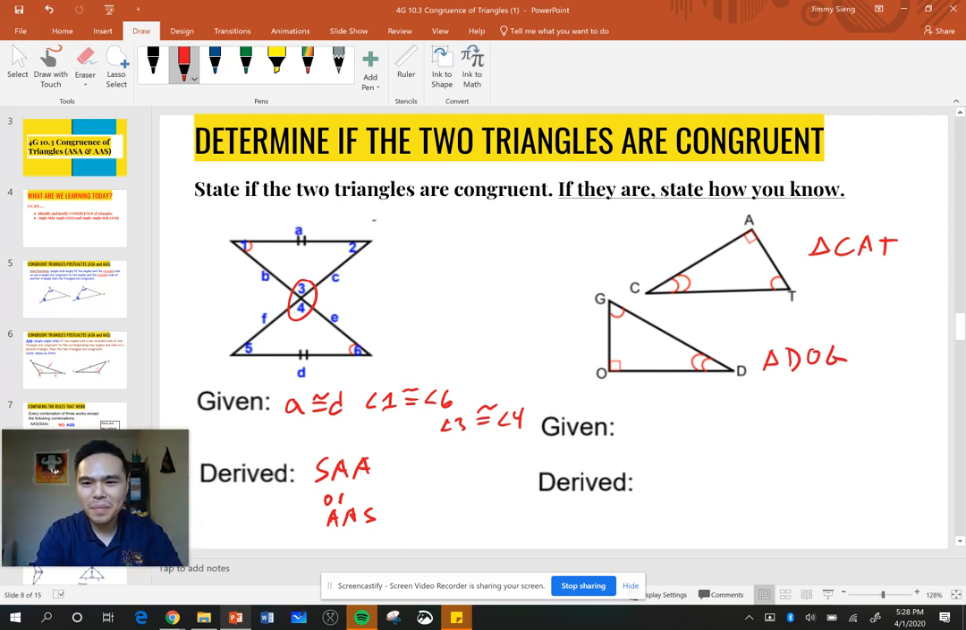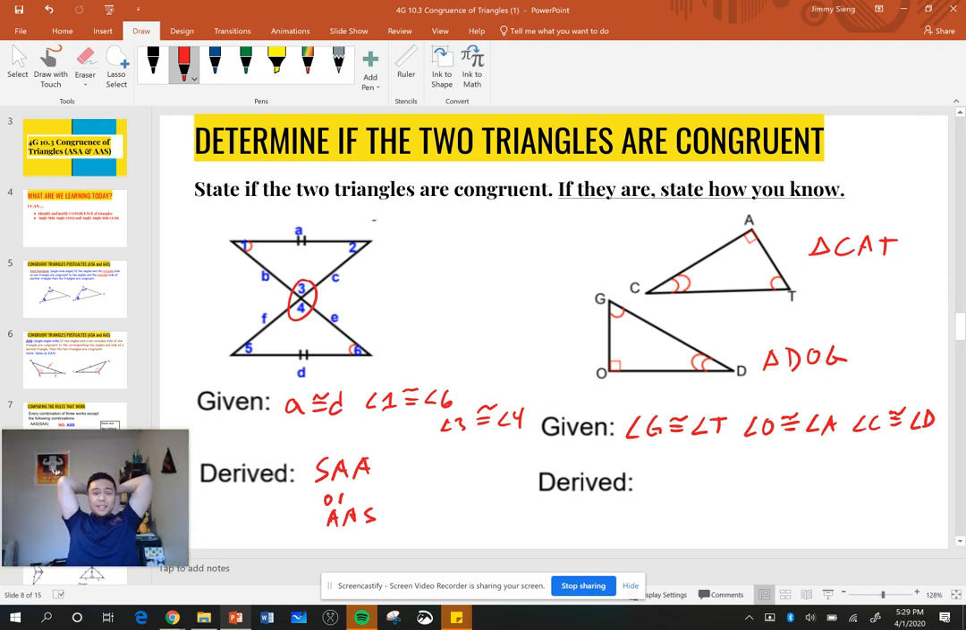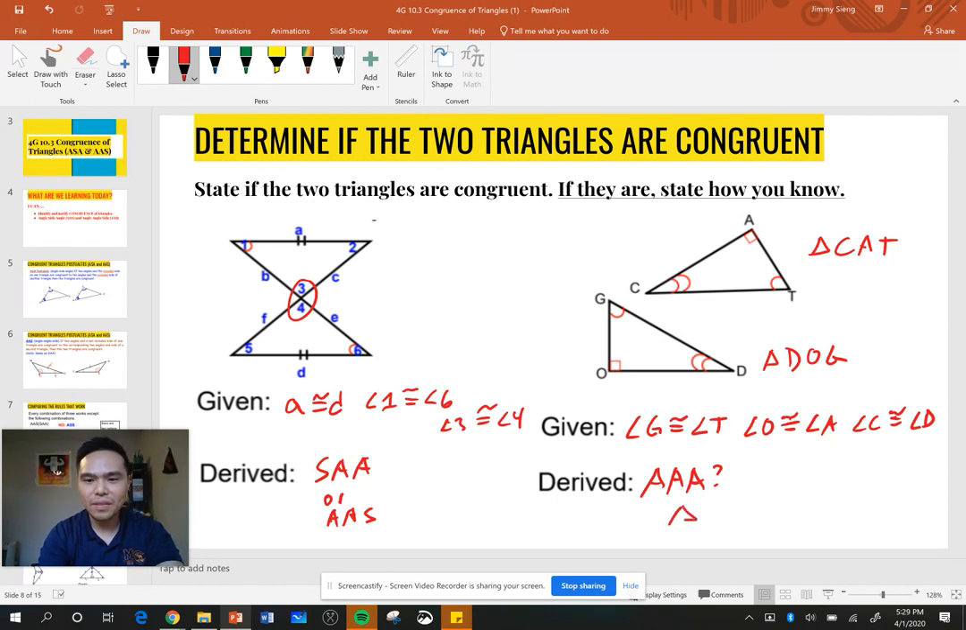All right. So what's given to me? Well, it looks like I got angle G is congruent to angle T. We got a right angle there, so angle O is congruent to angle A. And then we got angle C congruent to angle D. So the question, class, is this looks like angle, angle, angle. Does angle, angle, angle exist? That is no. So we can say that triangle cat is not congruent to triangle dog.